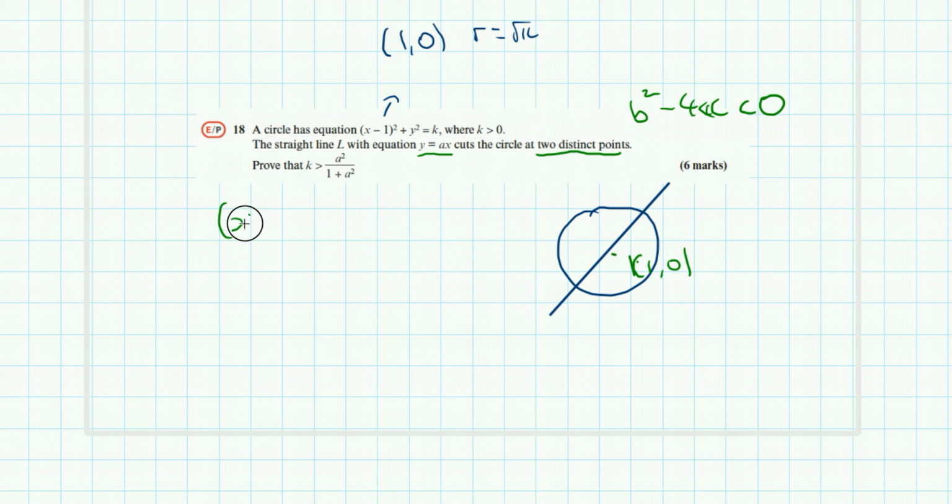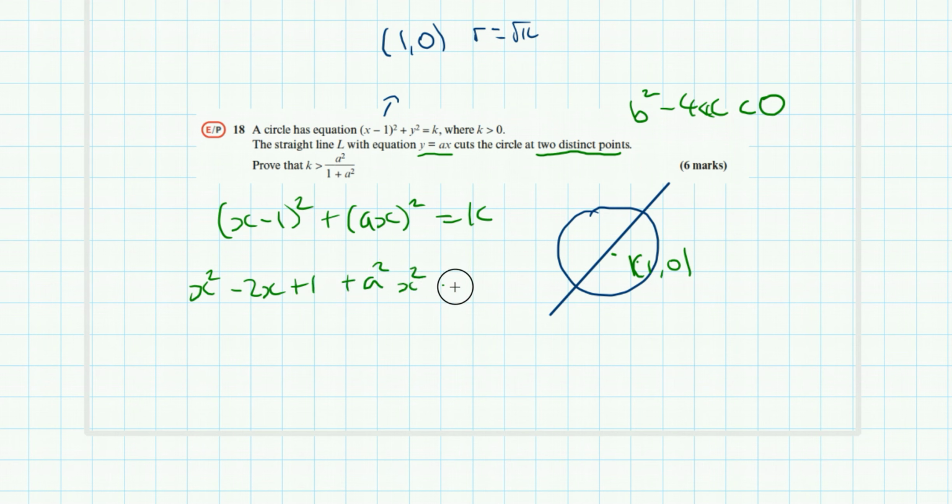So we start with (x minus 1) squared plus (ax) squared equals k. Then we expand this out, so it becomes x squared minus 2x plus 1 plus a squared x squared equals k. Then we collect all the terms and move everything over to the left-hand side to get a standard quadratic: (1 plus a squared) x squared minus 2x plus 1 minus k equals 0.